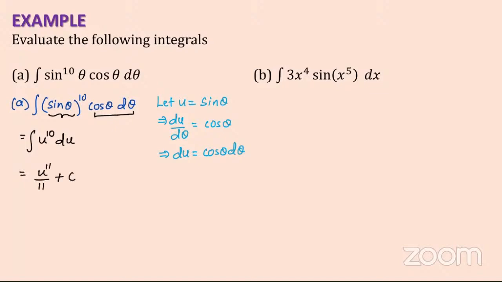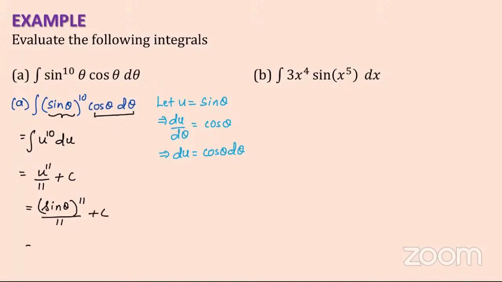That is my answer, but not the final answer, because I have to write my answer in terms of theta. And here we know the value of u. U is equal to sine theta. So sine theta raised to 11, sine theta raised to 11 over 11 plus C.